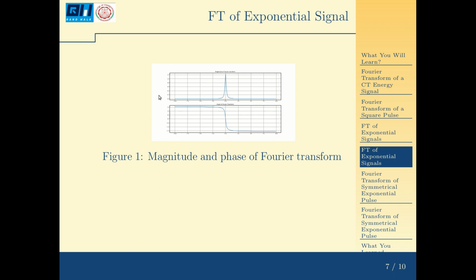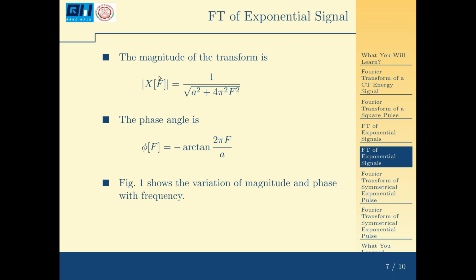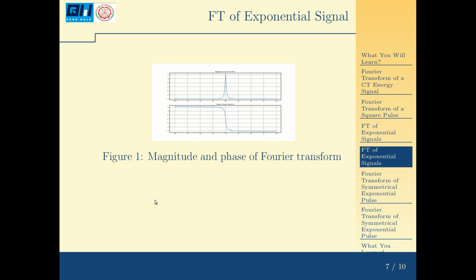So your Fourier transform has a magnitude, this absolute magnitude, and a phase angle. This shows the variation of the signal. So we will demonstrate with Python.